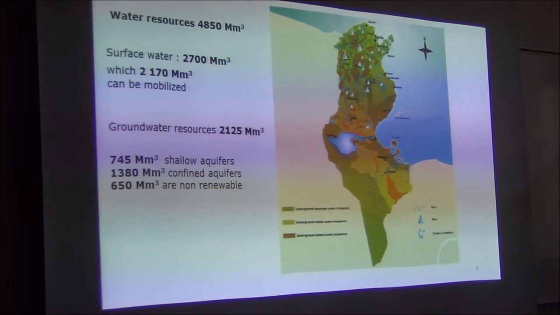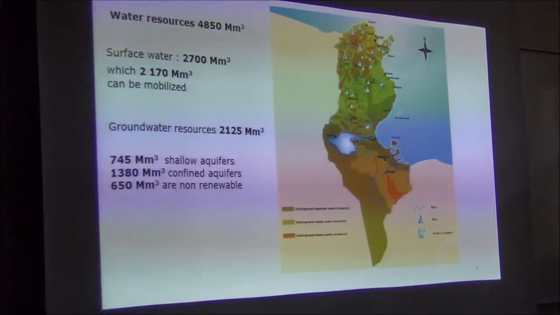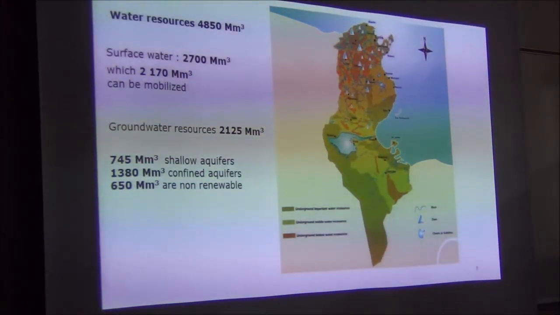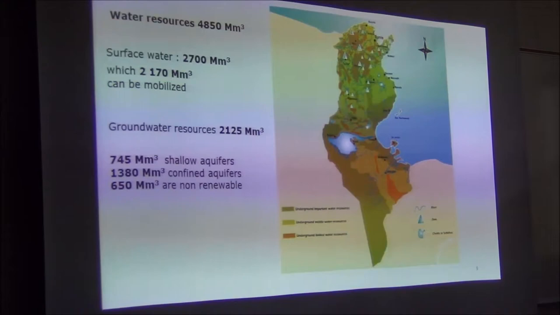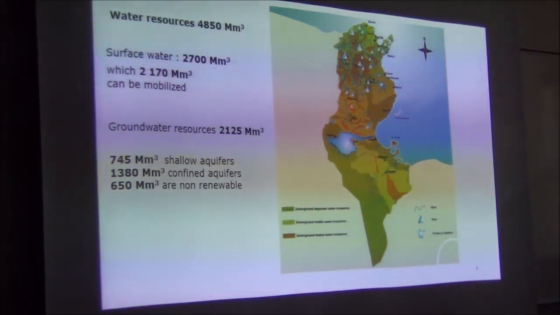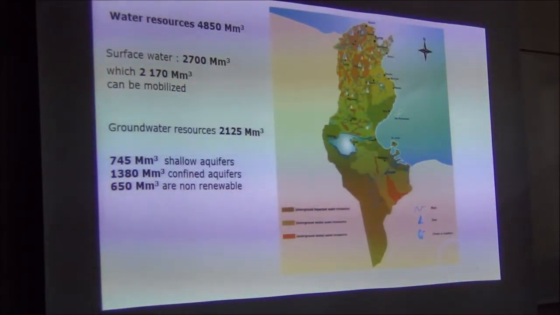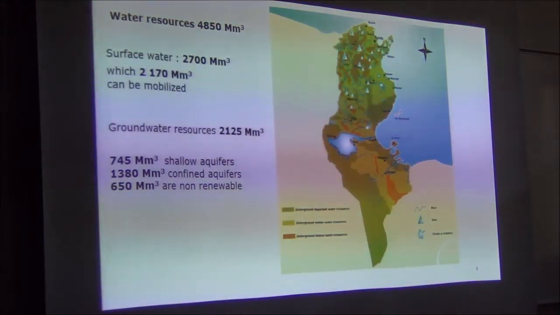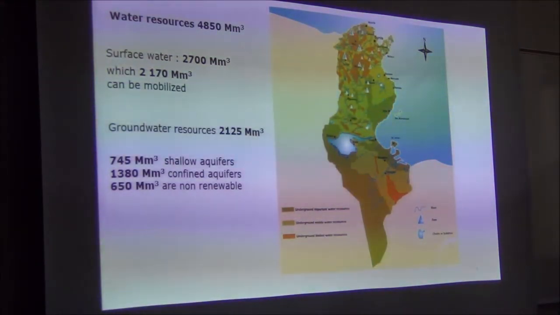The global water resources are estimated at 4,850 million cubic meters, composed of surface water, about 2,700 million cubic meters, of which 2,170 million can be mobilized. The groundwater resources are estimated to be 2,125 million cubic meters, composed of shallow aquifers, 745, and confined aquifers, 1,380 million cubic meters, of which 650 are non-renewable aquifer.